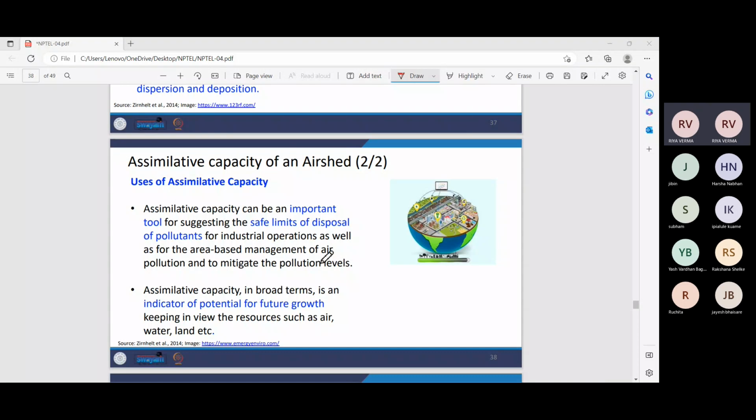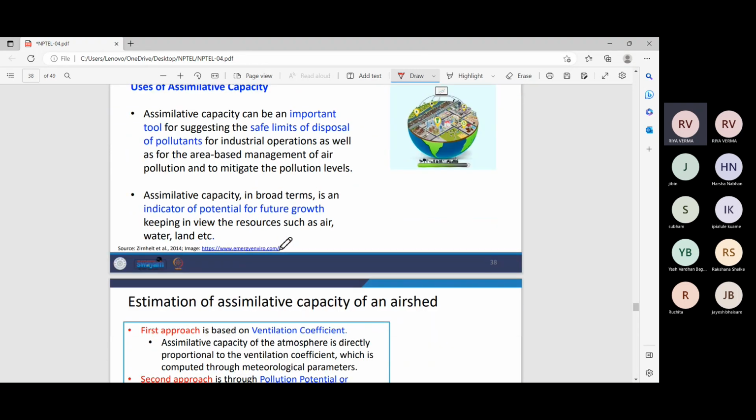To what extent can we use the resources, up to what extent can the resources be exploited so that they can be replenished by nature. So that is one thing that we get from the assimilative capacity.